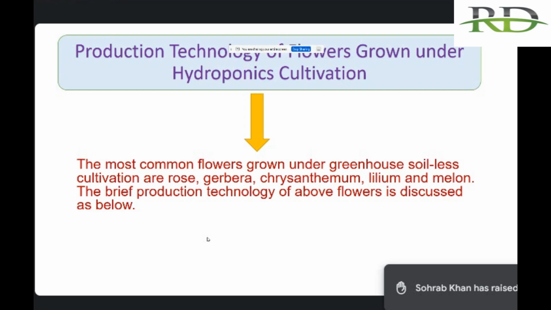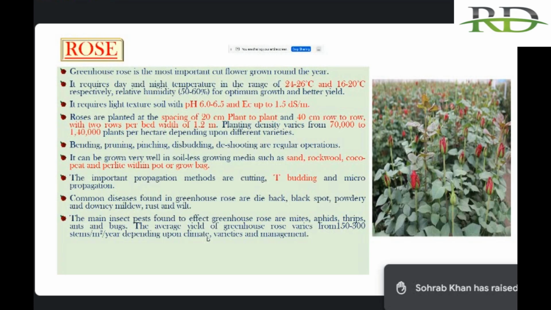So the common flower crops which can be grown under a greenhouse in soilless cultivation are rose, geranium, gerbera, chrysanthemum, lilium. So rose is also grown in hydroponics, and greenhouse hydroponic rose can be grown round the year.